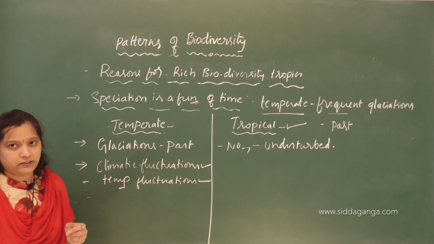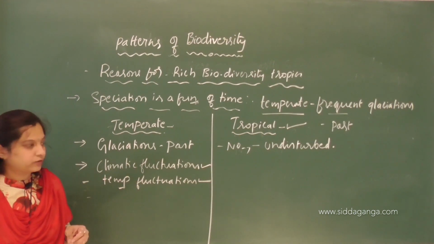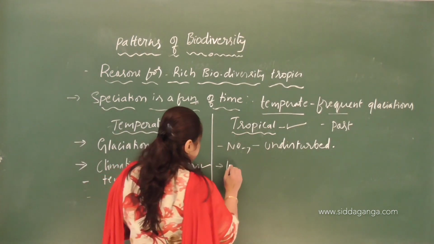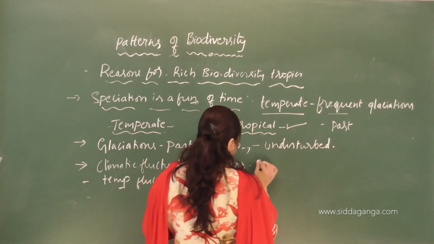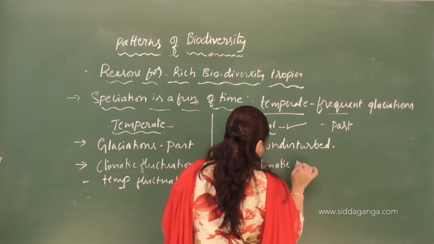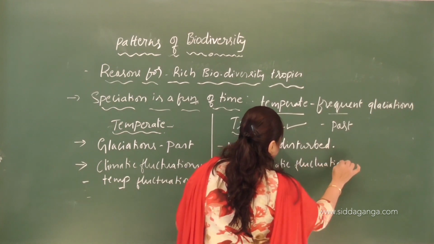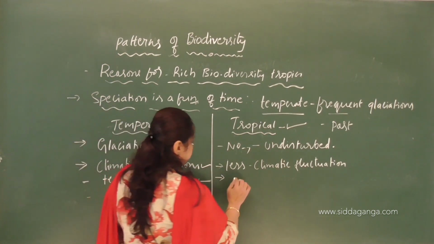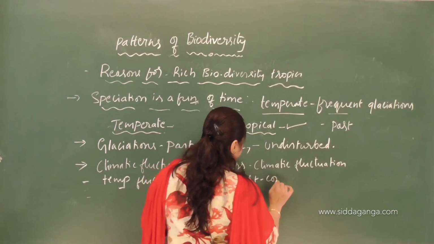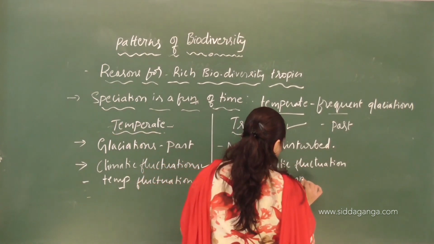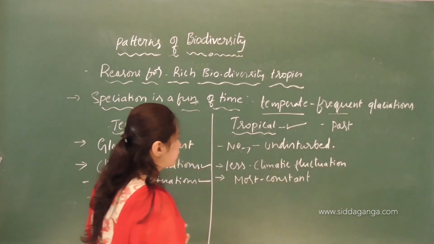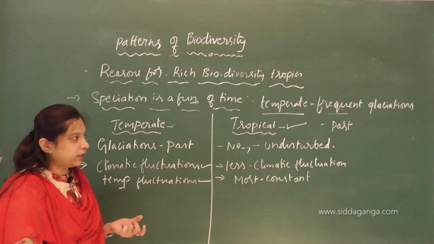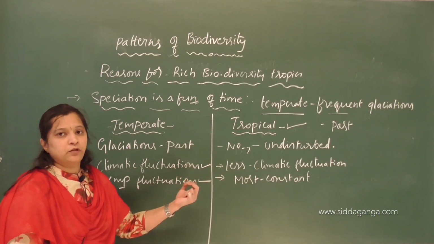in tropical areas. In the tropical areas, the conditions are different. They are less seasonal. They are subjected to less climatic fluctuations, less temperature fluctuations. So they are nearly constant and predictable. They have a most constant environment with less climatic fluctuation and less seasonality. So this has supported life forms.